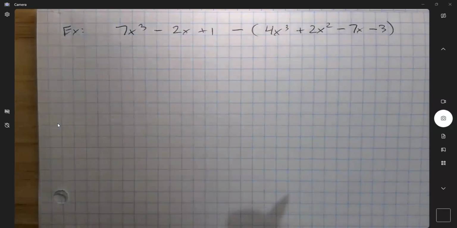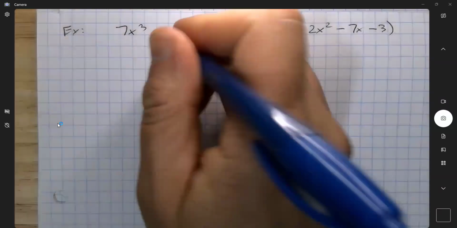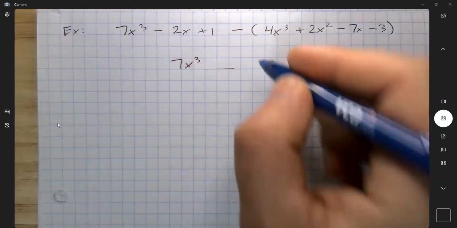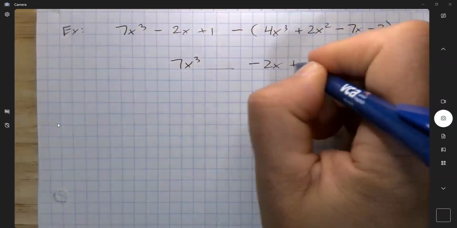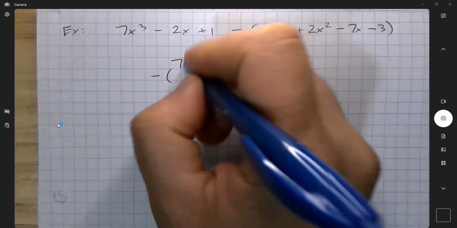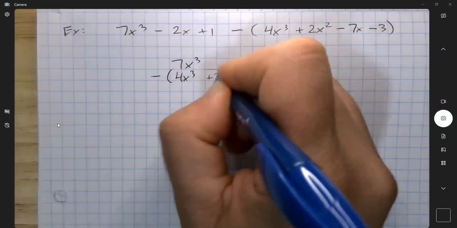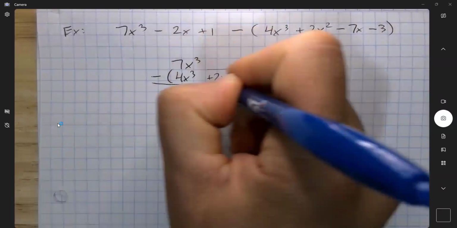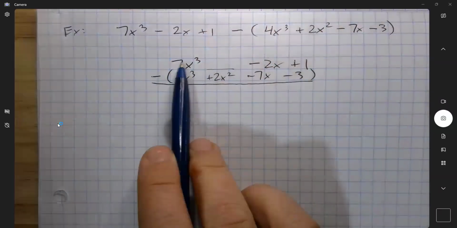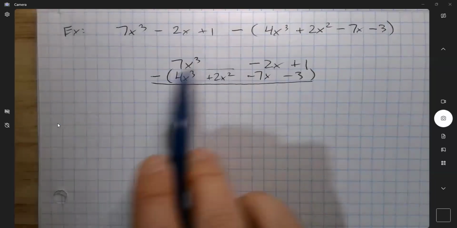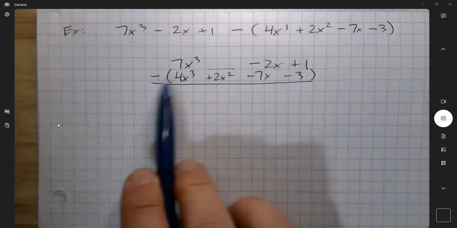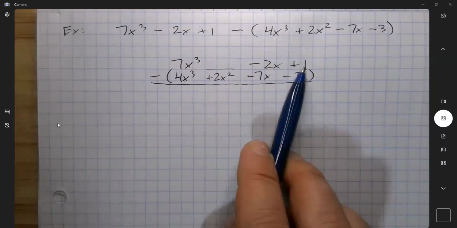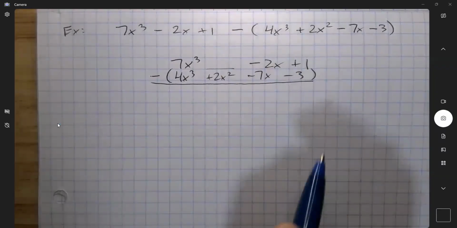So this combines a couple of our different ideas. The largest power is in x cubed. So I just need to leave space for every power less than that. I need to leave a space for my x squared term in the first one. And then minus 4x cubed. And then I have a plus 2x squared minus 7x and minus 3. So I could do 7x cubed minus 4x cubed. Nothing minus 2x squared. Minus 2x minus -7x becomes minus 2x plus 7x. And 1 minus -3 becomes 1 plus 3.